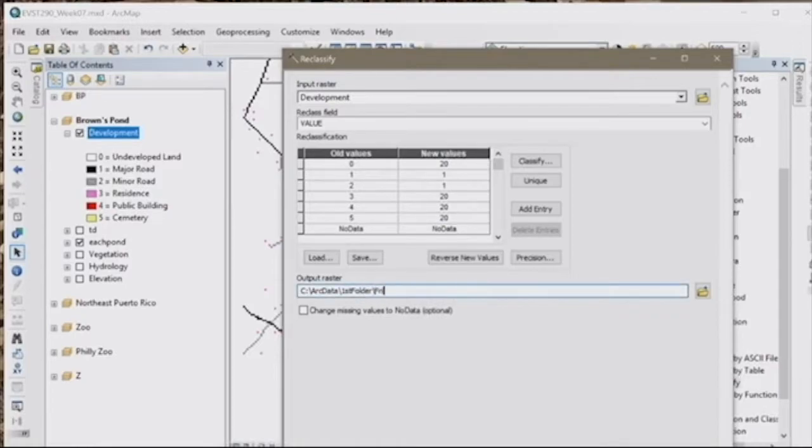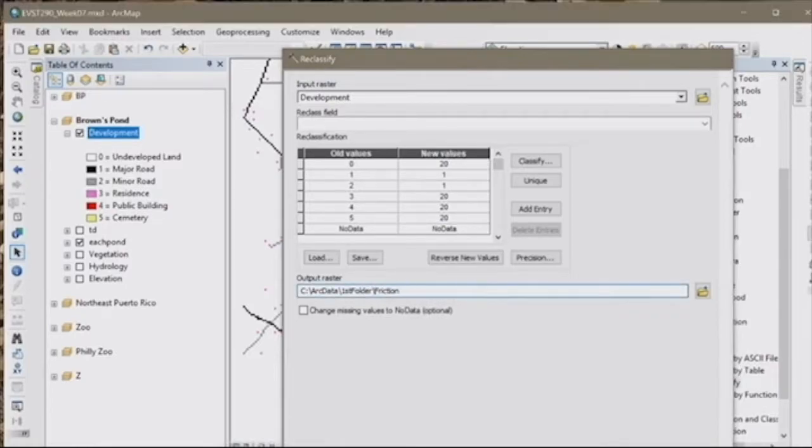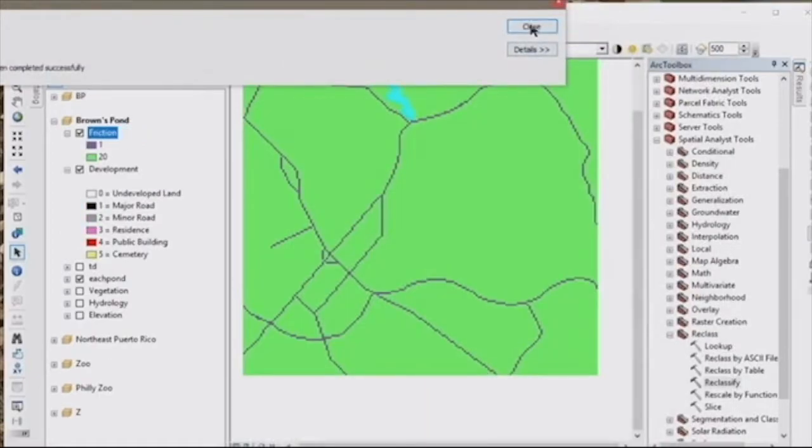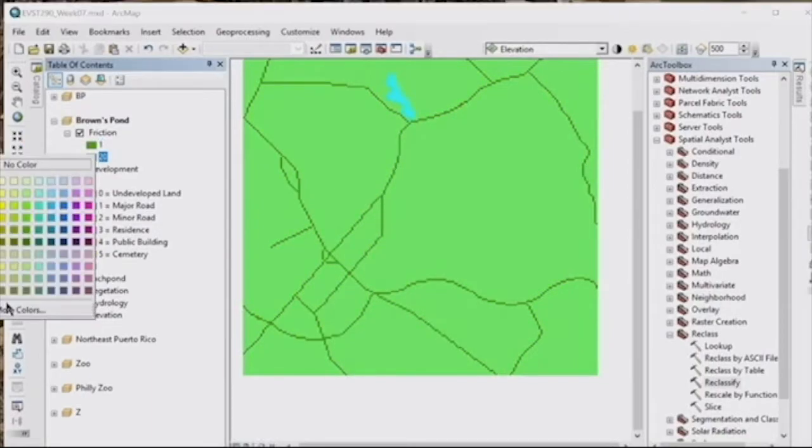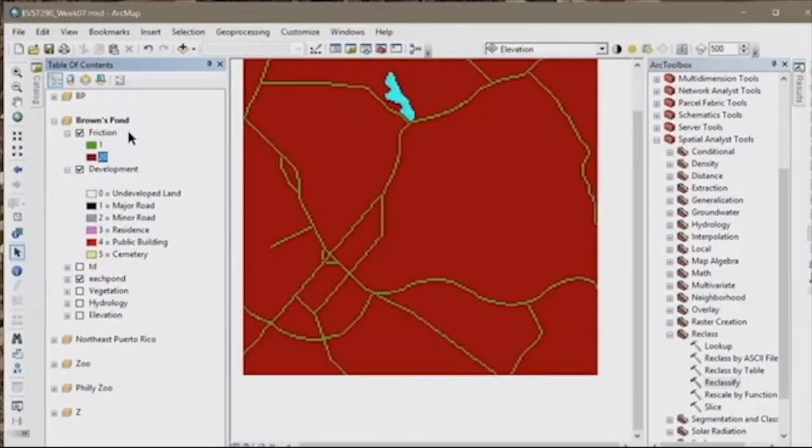And I'm going to call this friction. There it is. I probably should color it up appropriately so that the roads are green, meaning more passable, and the high friction areas are reddish.